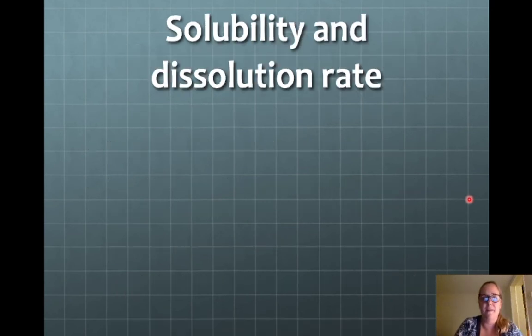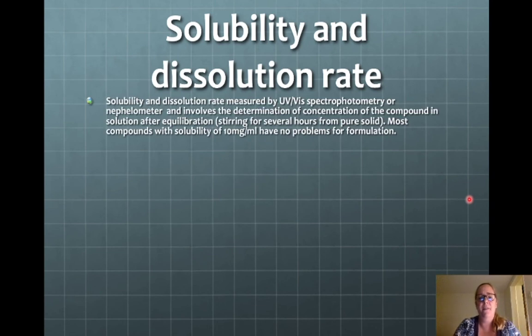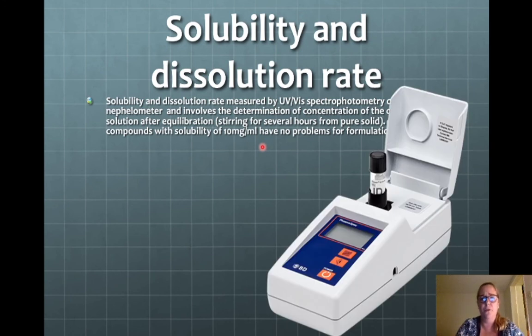So solubility and dissolution rates. This is measured using UV visible spectrometry, or something called a nephelometer, which involves determination of the concentration of compounds in solution after equilibration. And this is when you stir for several hours from pure solid. Most compounds have a solubility of around 10 mg per ml, and they have no problems for formulation. A typical device looks like this. This one's made by BD Bioscience.